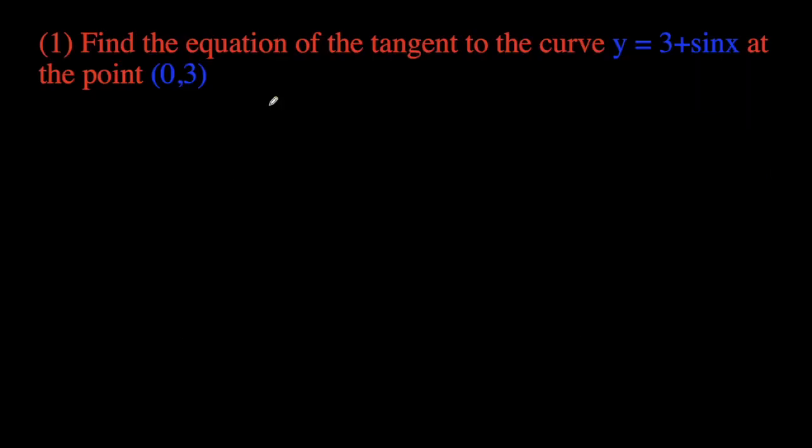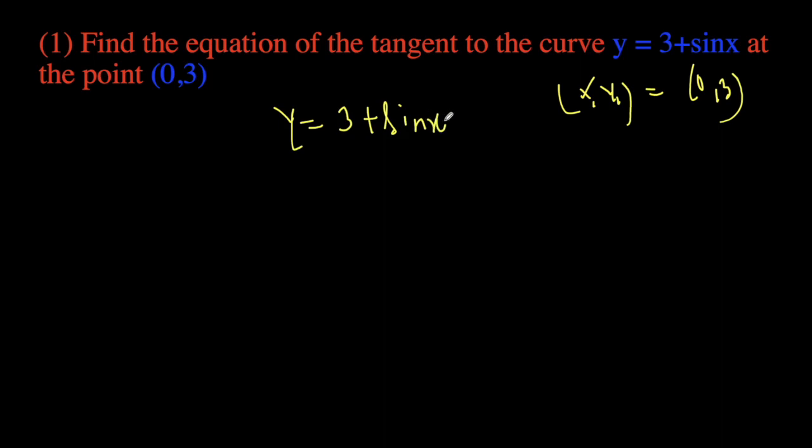The first question is: find the equation of the tangent to the curve y is equal to 3 plus sine x at the point 0 comma 3. What is given? The point x1, y1 is given, which is 0 comma 3, and the equation y is equal to 3 plus sine x. We want to find the equation of the tangent. A tangent is a straight line, so we need a slope and a point. The point is given, and the only thing we need is the slope.